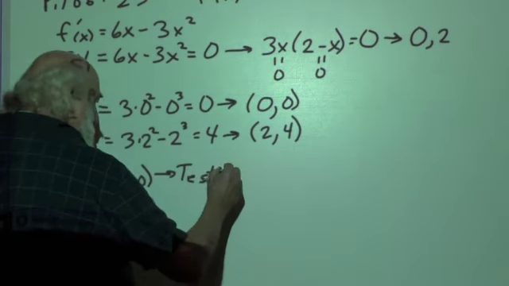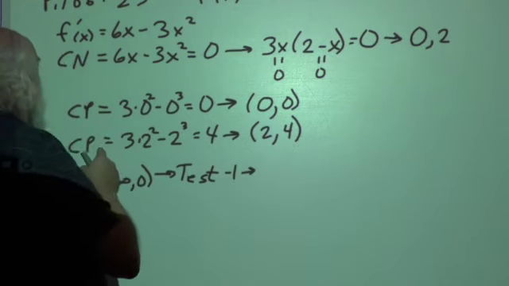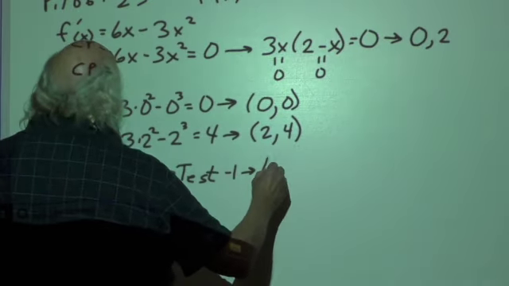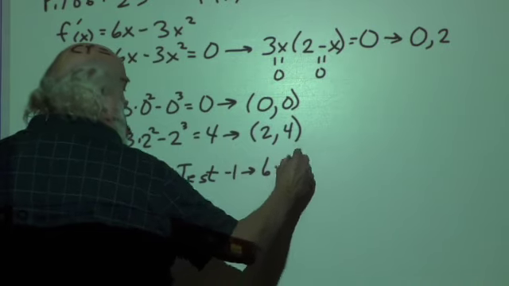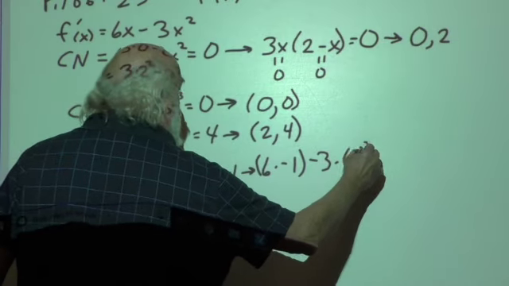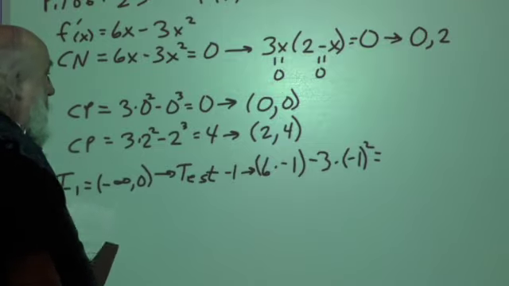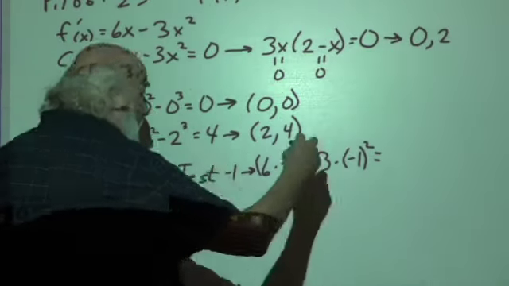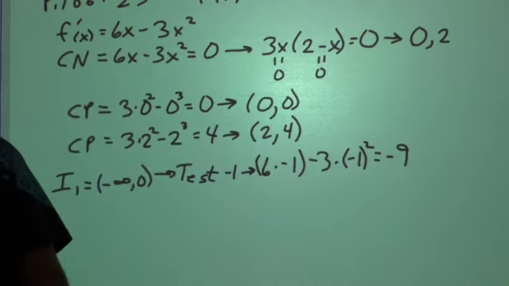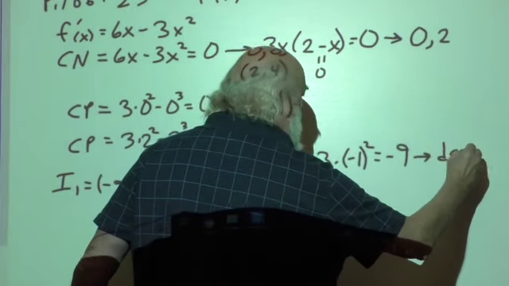Test -1. Okay. So now we go to the slope formula that we got there. So 6 times -1 minus 3 times -1 squared. And that gives me, looks like -9. Okay? So, that means it's negative. Therefore, this is decreasing.